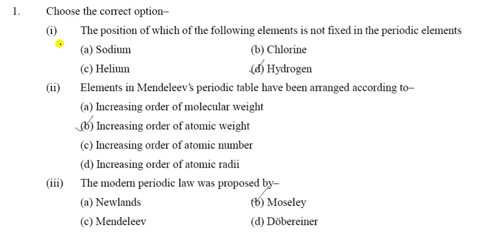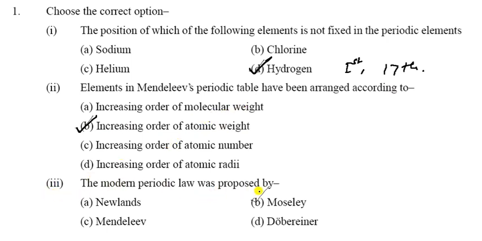Now choose the correct option. First, the position of which of the following elements is not fixed in the periodic table? First sodium, B chlorine, third helium, and fourth hydrogen. So the answer is hydrogen, because hydrogen is placed in both group 1 and group 17. Elements in the Mendeleev periodic table have been arranged according to increasing order of atomic weight. So that is the Mendeleev periodic table.